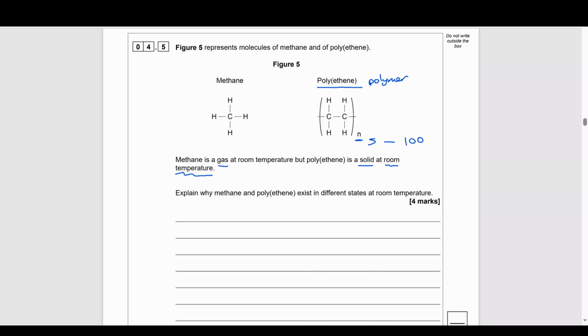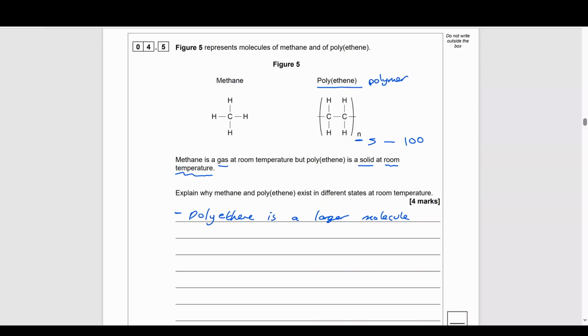So that means now that it's going to have a lot more bonds, and it's going to be larger than methane. So let's start with describing that. Polyethylene is a larger molecule. Now, if you said that polyethylene is a larger molecule, that obviously means then that methane is a smaller molecule. Now, how's that going to be linked then to their states?